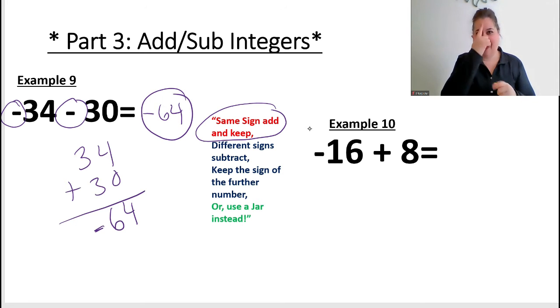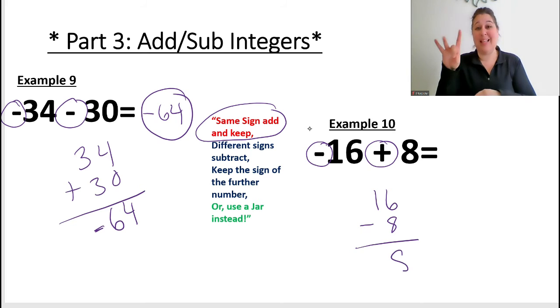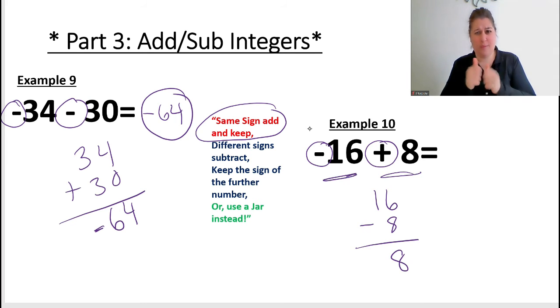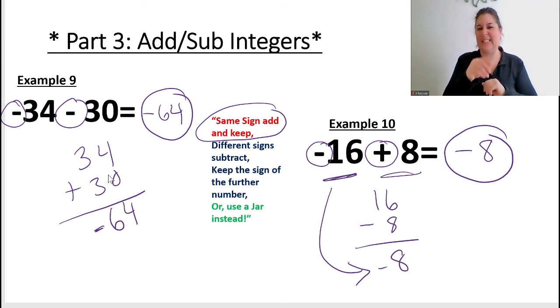All right, number 10, look at the signs. Are they the same or are they different? They're different. So what does the song say? Same sign, add and keep. Different sign, subtract. Oh, different sign, subtract. So 16 minus 8, that's 8. And keep the sign of the further number. Negative 16 is further away, so it's negative 8. So negative 16 plus 8 is negative 8.